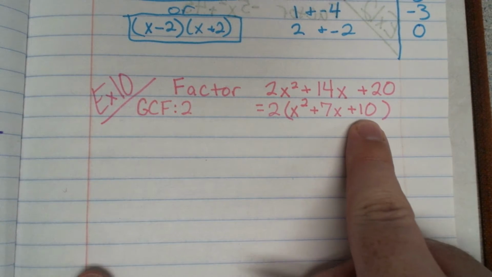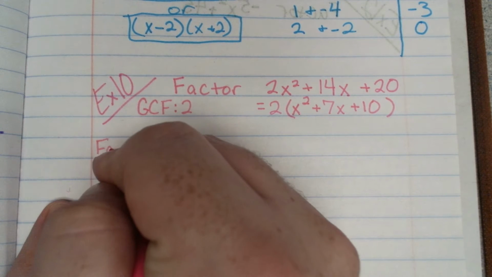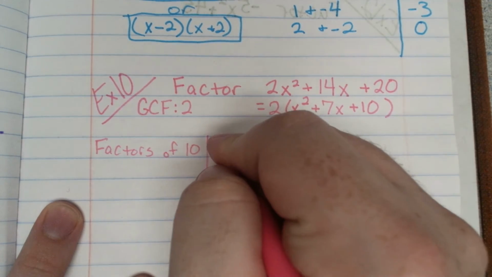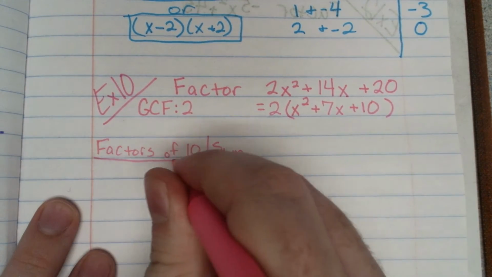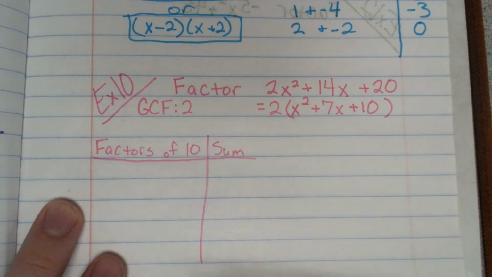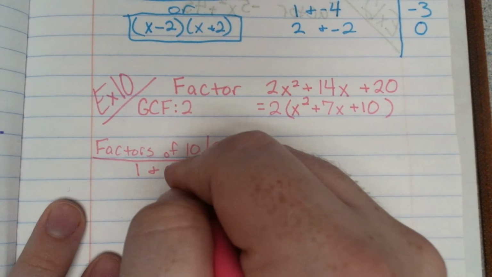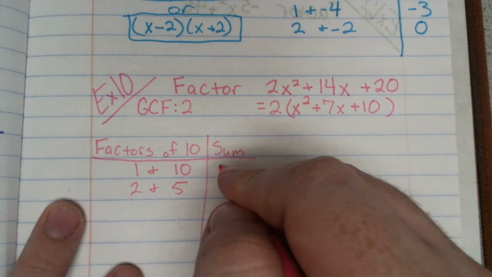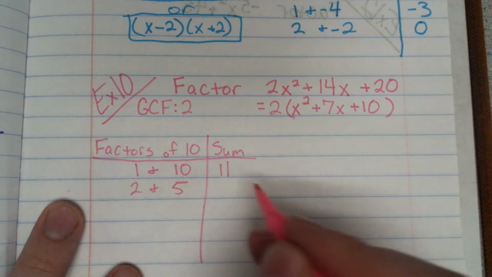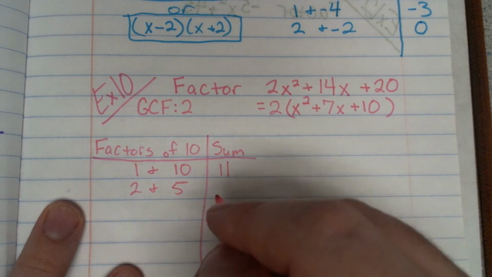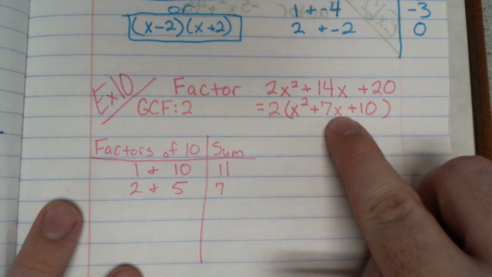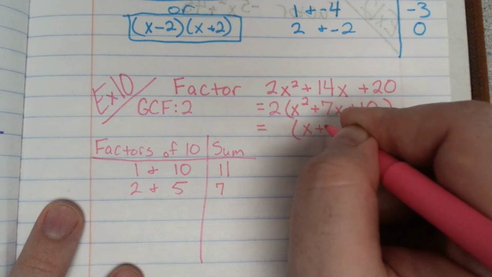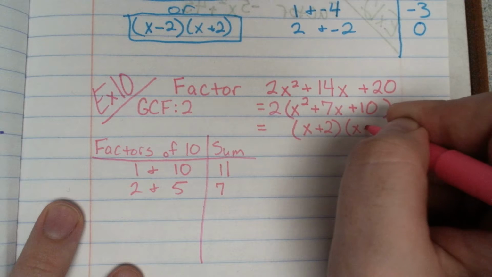So we're looking for two numbers that multiply to get 10. So we want factors of 10. And we're going to look for their sum. And everything's positive there, so we're looking for positive numbers. So we can do 1 and 10, or we can do 2 and 5. 1 times 10 is 10, 1 plus 10 is 11. 2 times 5 is 10, 2 plus 5 is 7. And we wanted a middle term of 7. So this quadratic factors as x plus 2 times x plus 5.